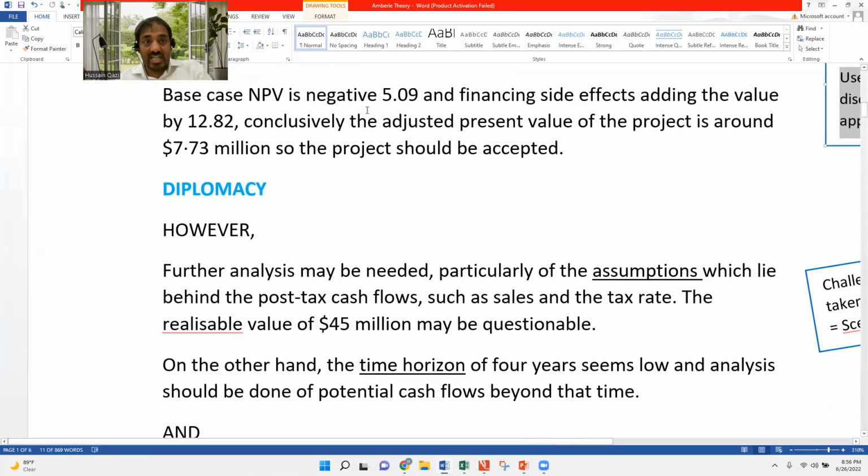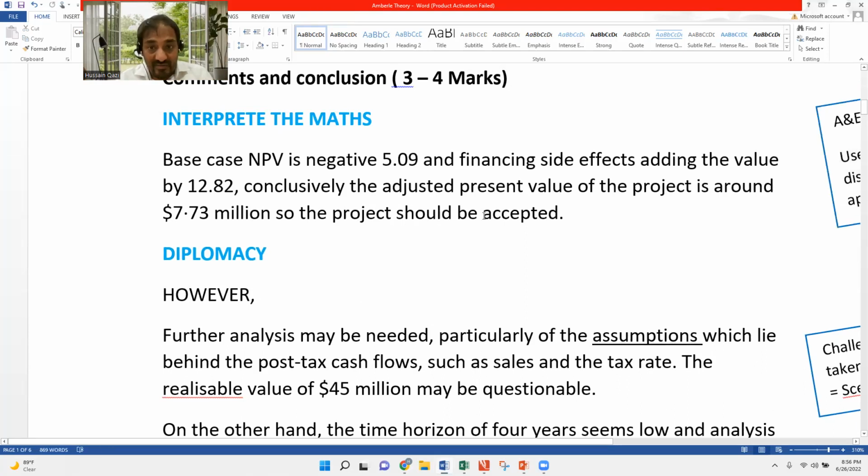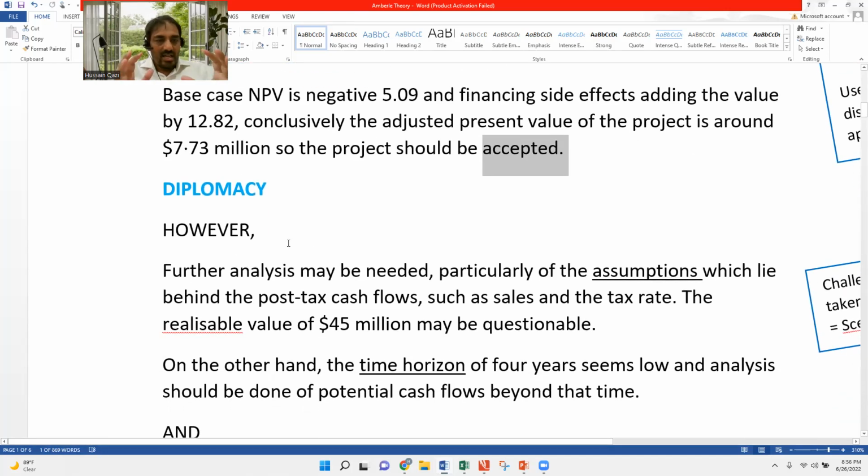But your conclusion should never stop at the words should be accepted or rejected. Never stop. You have to add something more. Sir, what does that mean? Add something more. Do remember, financial management is about strategy. We are here to make strategy, something about future aspects.